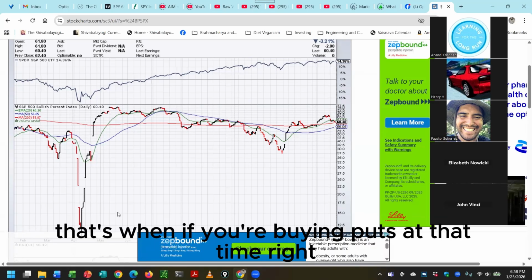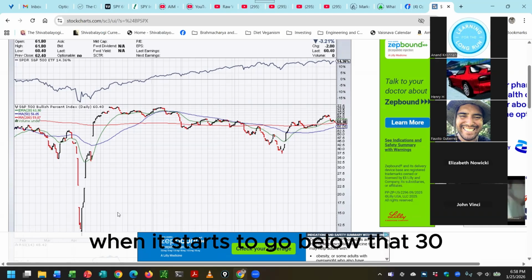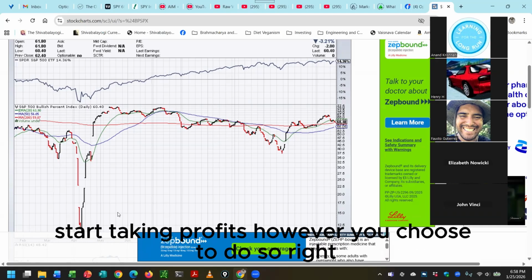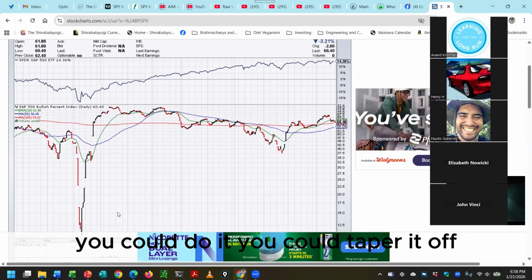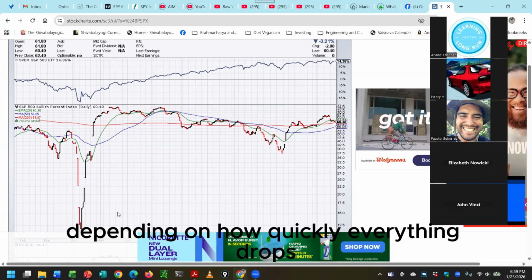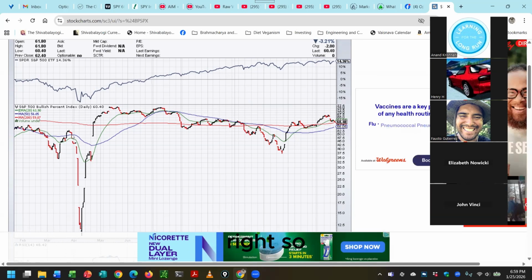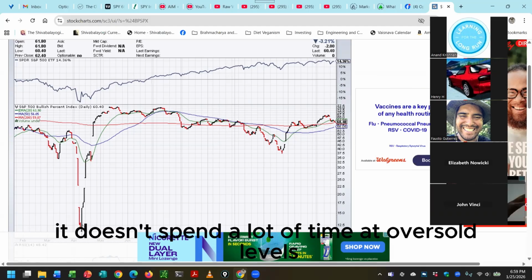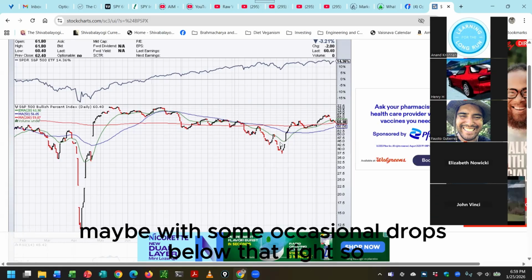That's when, if you're buying puts at that time, I would say, okay, when it starts to go below that 30, start taking profits, however you choose to do so, right? You could taper it off, or you could just sell all the puts at once, depending on how quickly everything drops. So it doesn't spend a lot of time at oversold levels, but you can see it does spend quite a lot of time at overbought levels, maybe with some occasional drops below that, right?